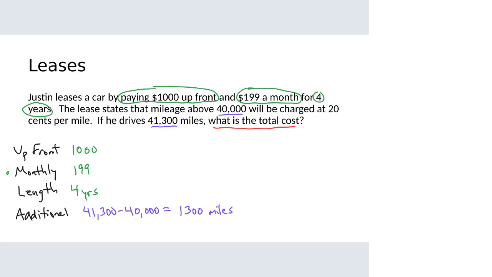Let's see, 1,300 miles, and we're told that that's going to be 20 cents per mile. Don't write this down, just watch it. So I've got 1,300 miles times 20 cents per mile. I'll multiply those together, and I get $26,000. Wow, $26,000? What did I do wrong there? Because there's no way it's $26,000 for those extra miles. What mistake did I make?